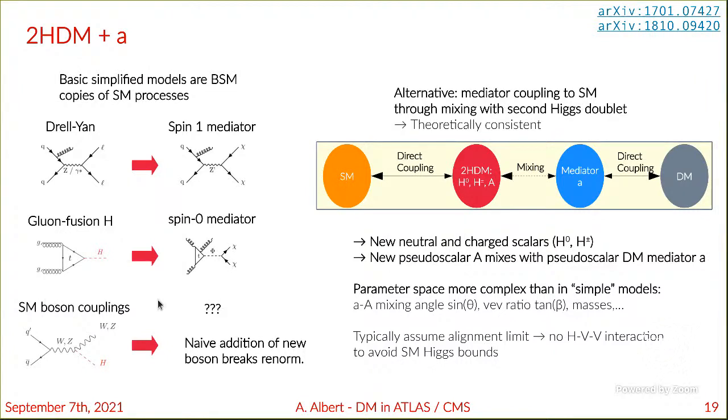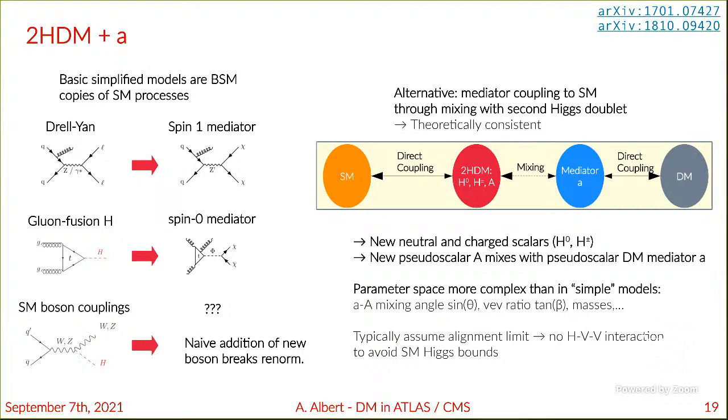This is a little bit tricky theoretically, but one way that has emerged in the theory literature of doing this is to actually couple the dark matter to a mediator just as before, that the mediator now mixes with particles from an additional Higgs doublet. So the second Higgs doublet introduces additional heavy scalars, introduces a heavy pseudoscalar, and the pseudoscalar here mixes with the mediator. So you basically get this two-hop structure. From the standard model, you go to the 2HDM, to the mediator, and then to the dark matter. And that allows you to have a consistent formulation for boson interactions in the production of dark matter candidates.